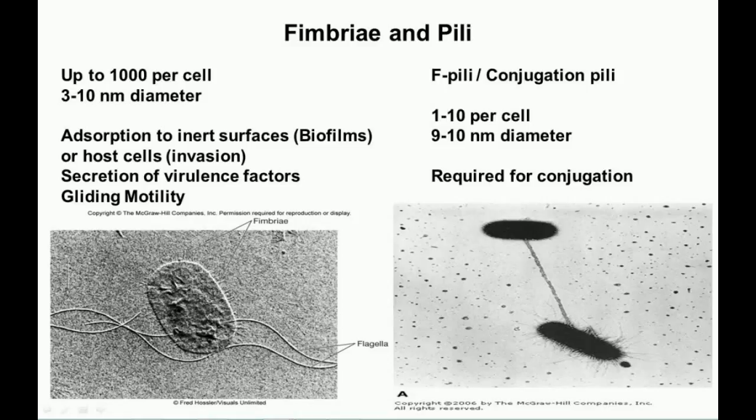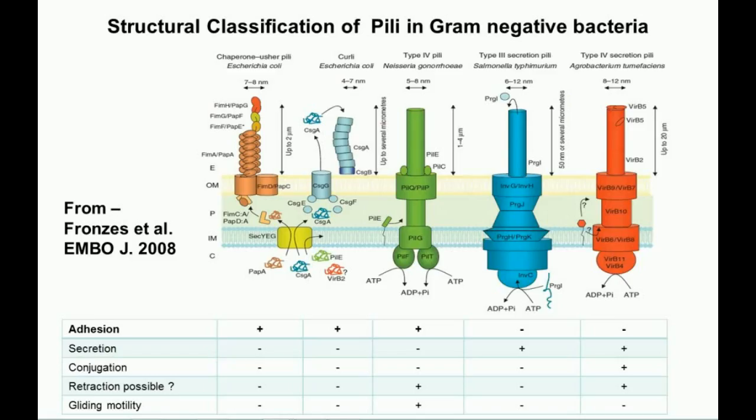Okay, so next to that you have the conjugation pili, F I think is for fertility factor, and they're involved in attaching to other bacteria and transferring genetic material to them. Okay, so different types of fimbriae and pili, how are they formed? Once again, you've got a complicated structure on the outside of the cell. It's going to be difficult to synthesize something.